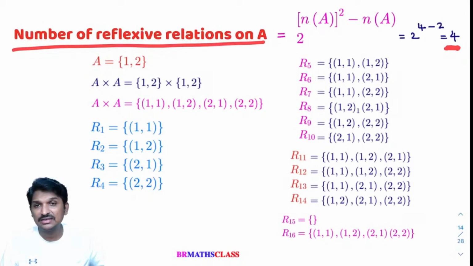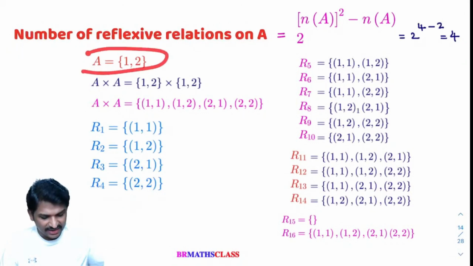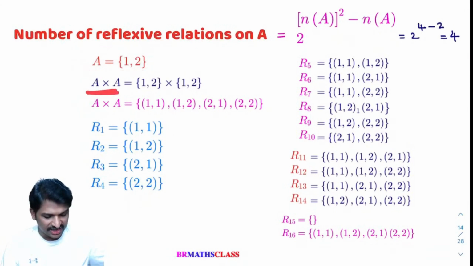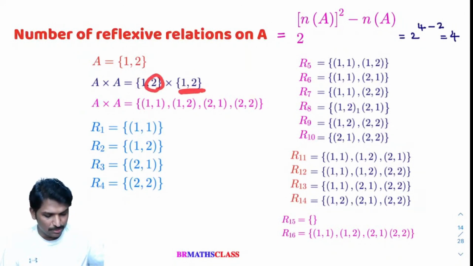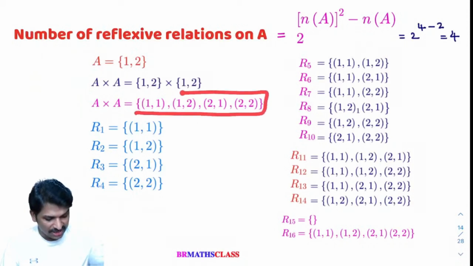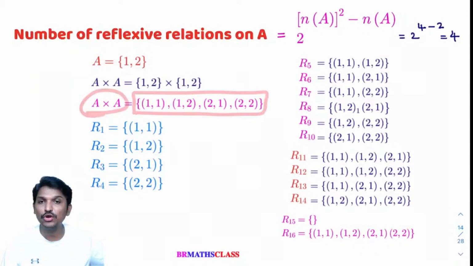Now, further I will discuss. Listen to this carefully. I took set A containing 2 elements, 1, 2. You know how to calculate A cross A. Set A cross set A. Take the first element, pair it with all the elements of the second set: 1, 1, 1, 2. Take the second element, pair it with all the elements of this set: 2, 1, 2, 2. A cross A contains 4 elements.